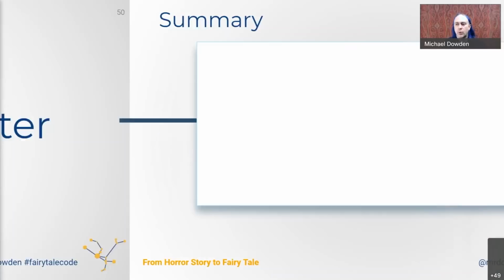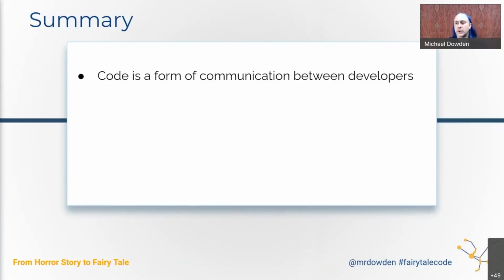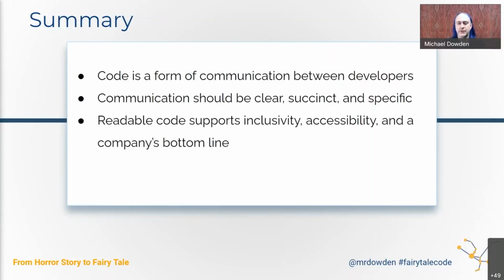So we want to live, of course, happily ever after. This is fairy tale code after all. So quick summary. Code is a form of communication between developers. That is how it spends most of its life. Communication, including code as communication, should be clear, succinct, and specific. We want to convey meaning and intent with the language we use.